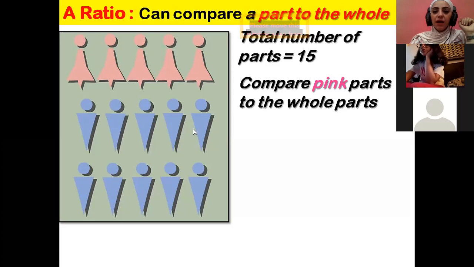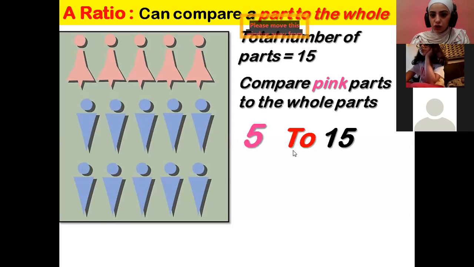Yeah. Hamza, we need to compare here. We need to tell how many pink parts to the whole number of parts. How many pink parts do you see there? 5. All the number of parts is written above, by the way, the total number of parts is 15. So pink to the whole is 5 to 15. Yes, we call this a ratio, and this is our lesson, okay? Okay, thank you, Hamza. Yalla, let's go to another one.